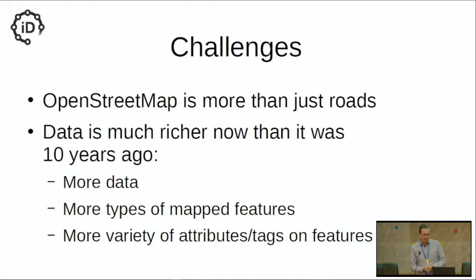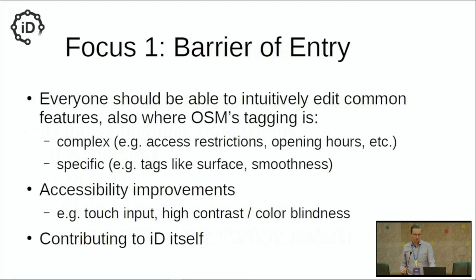And when you think about 10 years ago when iD was still new, then OpenStreetMap looked, I would say, considerably different from just the amount of data that was present back then. And also, additionally, the variety of the stuff that gets mapped has increased considerably since then. And so this creates a little bit of friction.